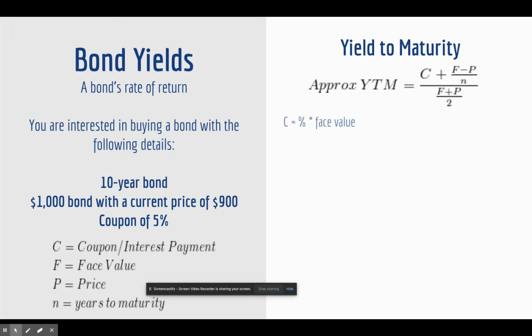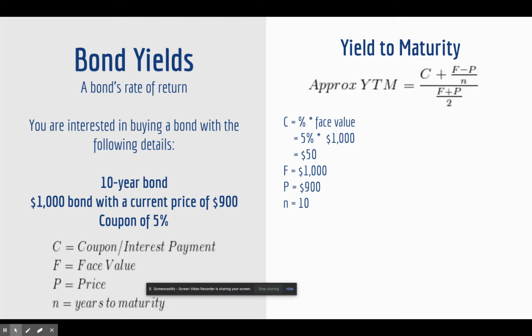And so, again, yield to maturity. I take that coupon, or that interest payment, that percentage, and multiply it by the face value. So that's going to give me 5% of 1,000, which would give me 50, right? And so that's going to be on top. Again, I have my face value, which is 1,000. I have my current price, which is 900. And then I have the number of years to maturity, which is N.